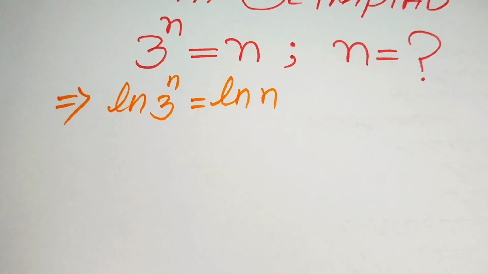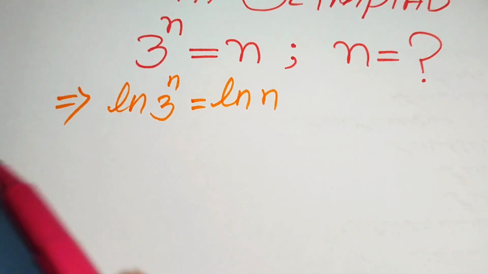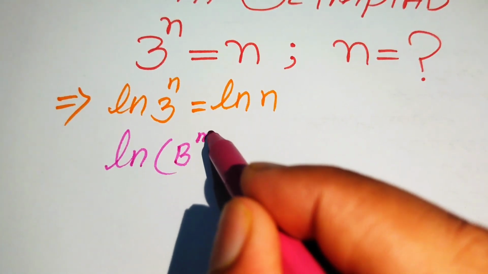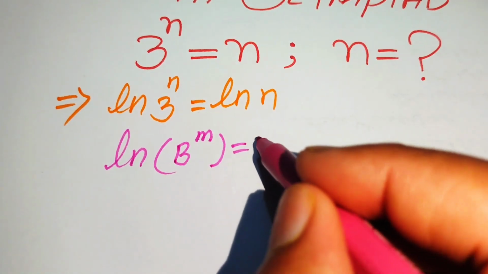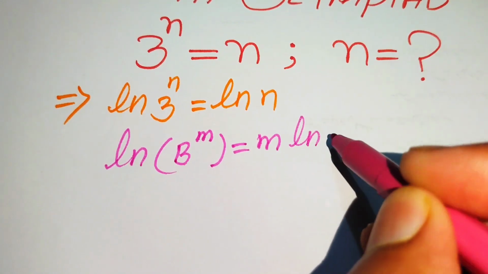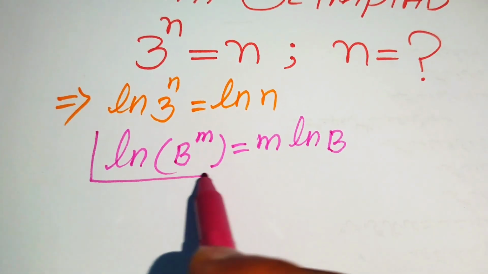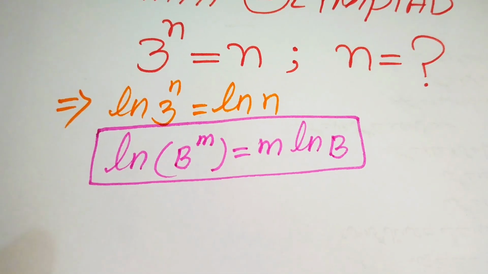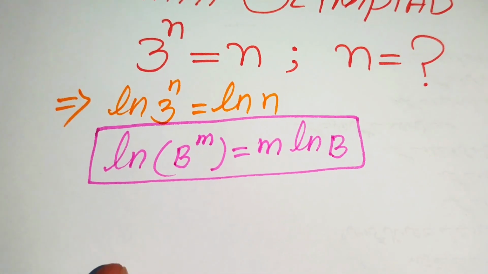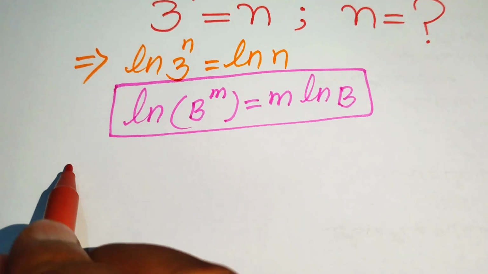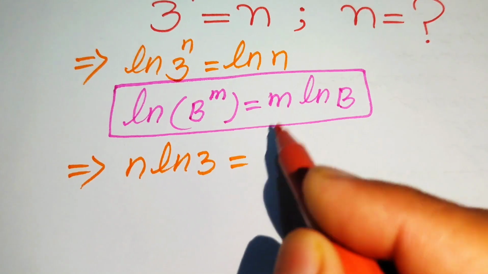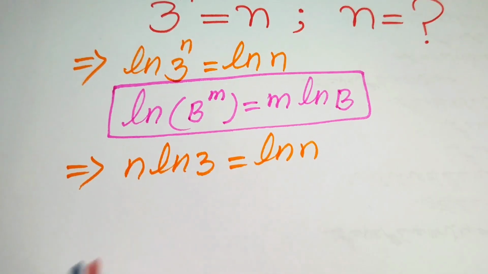So here we need to use the nice property of log, and you know about this property of log. If we have log of b to the power of m, it will be written as m times log b. So we use this property in the left hand side of the above equation, and our equation will be written as n times log 3 equals log of n.